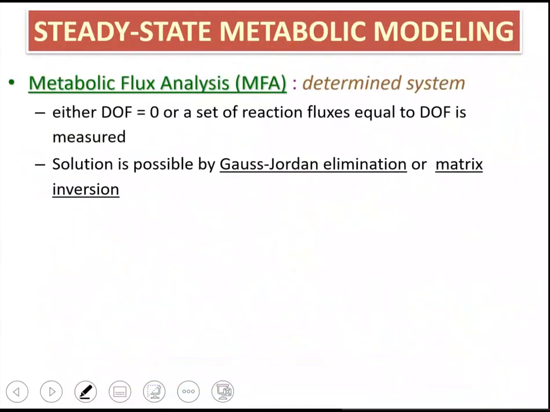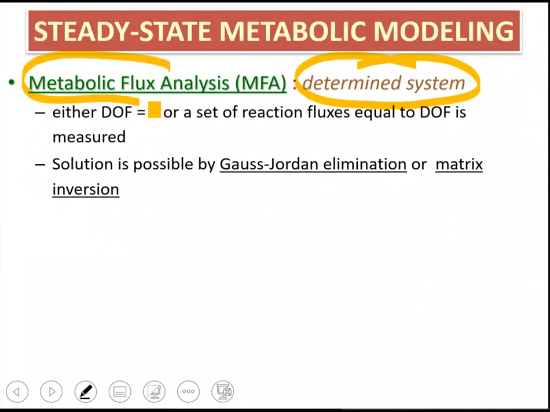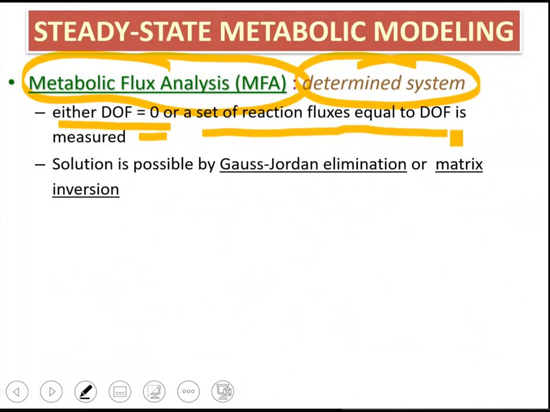We can group steady-state metabolic modeling into two. One is if your system is determined. And this version is usually referred to in literature as metabolic flux analysis, MFA. So here, degrees of freedom is 0, or degrees of freedom is greater than 0, but you measured a set of fluxes equal to the degrees of freedom in number. So you make the system determined by using these measured values. And at the end you have a determined system.